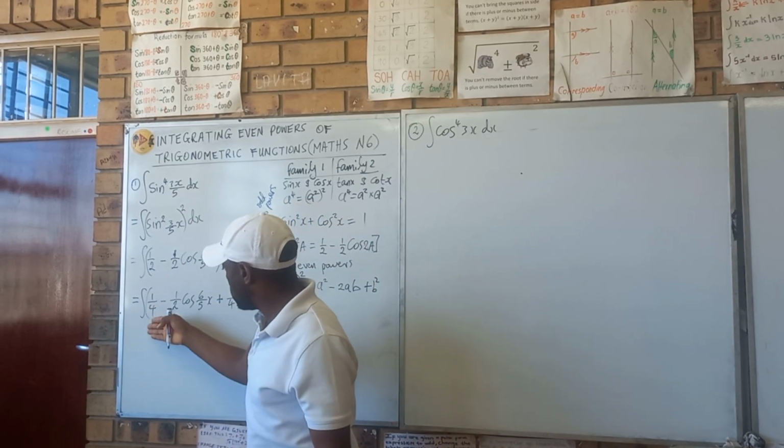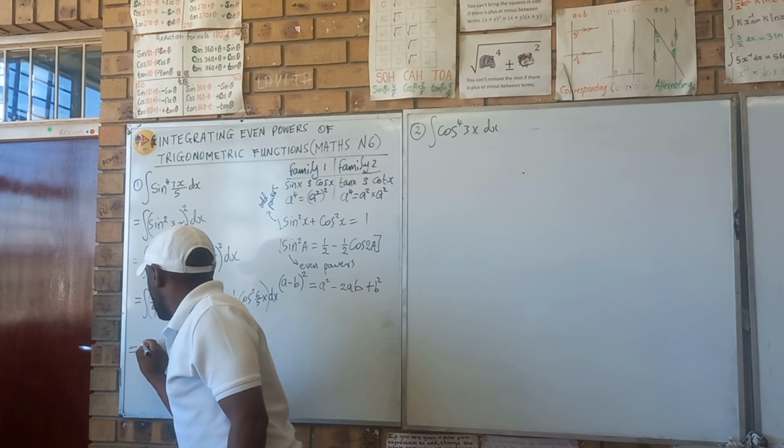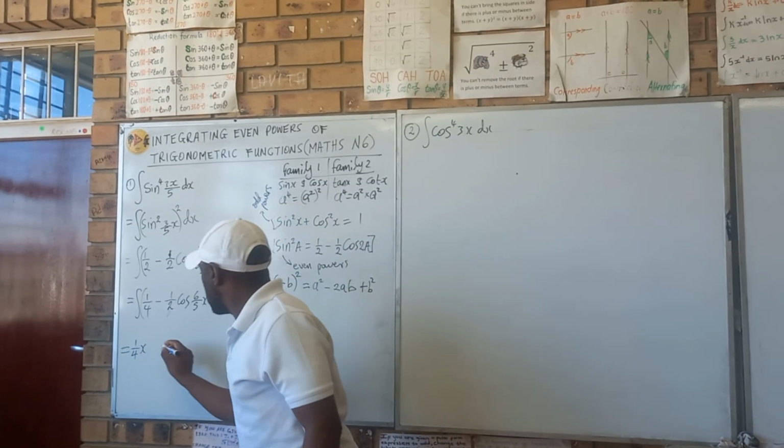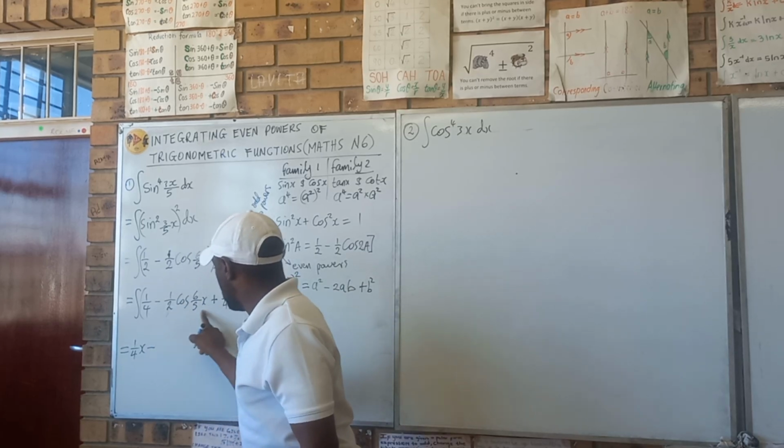So I have to integrate the first term, the second term, the third term. The first term is a constant. If I integrate 1 over 4, I'll get 1 over 4x. Then with integration as well as differentiation, we don't differentiate the constant when you see the variable.